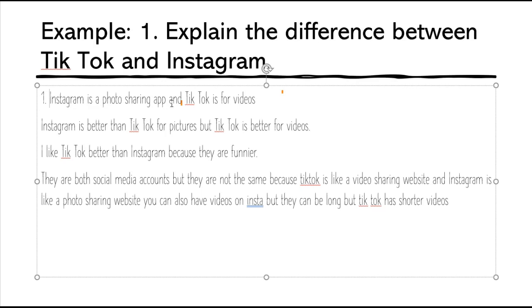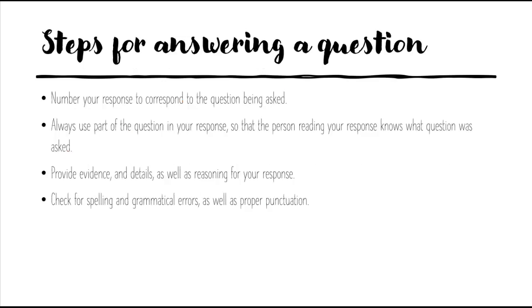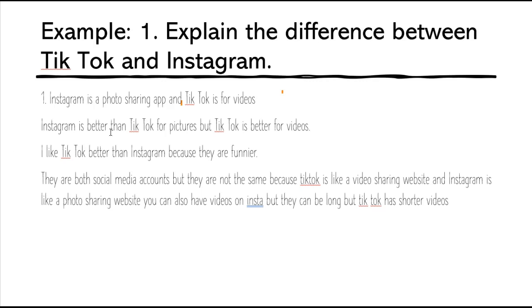Instagram is a photo sharing app and TikTok is for videos. So this one did not follow the rule that you should use part of the question in your response. It's also missing evidence and details as well as reasoning. And it also has some spelling or grammatical errors. Let's take a look and see. It doesn't have a period at the end. And the next one, same thing, it's missing the 1. It does not provide evidence or reasoning.